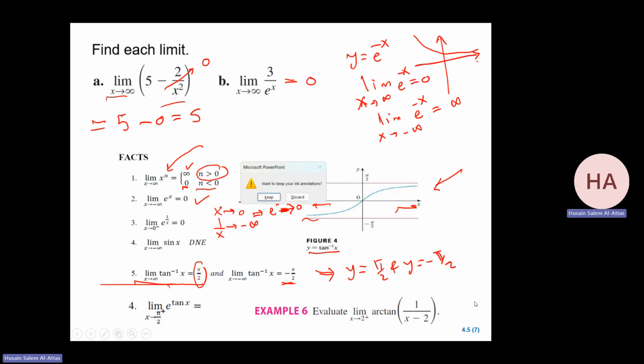Okay, let me put one more page because I have 3 more problems. Let me try to do them in a clean page.